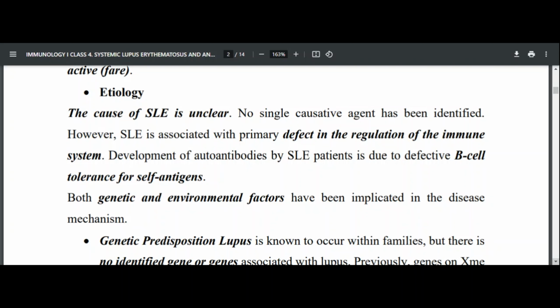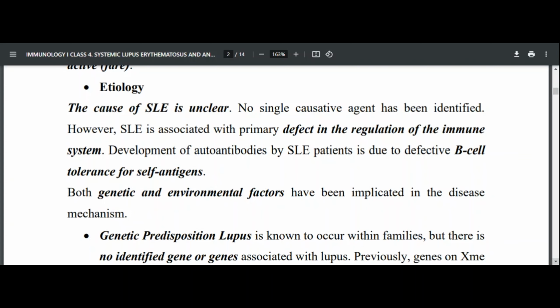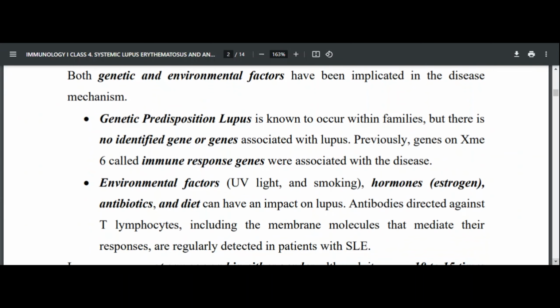So both genetic and environmental factors have also been implicated in the disease, but there is no single cause of systemic lupus erythematosus. So the genetic predisposition is also known to occur sometimes within families, but there's no identified gene associated with lupus. But sometimes we have also been suspecting that some genes on chromosome 6 have been associated with the disease, but it is not really a direct cause of the systemic lupus erythematosus. So other environmental factors are also associated with it, as well as hormonal factors. For example, estrogen in women, antibiotics, and diet have also been associated with the lupus.